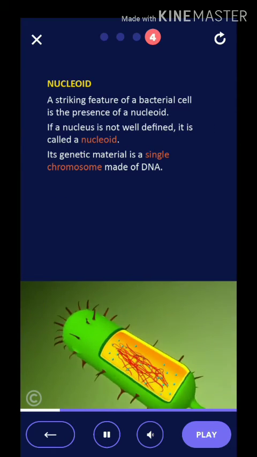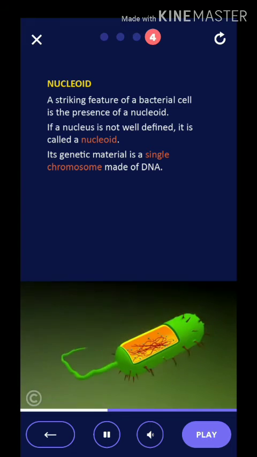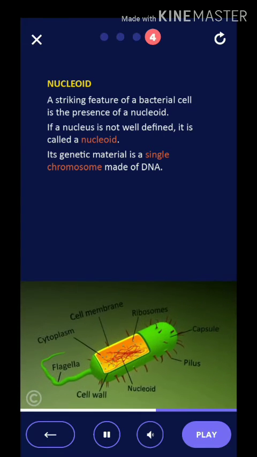Nucleoid. A striking feature of a bacterial cell is the presence of a nucleoid. If a nucleus is not well defined, it is called a nucleoid. Its genetic material is a single chromosome made of DNA.